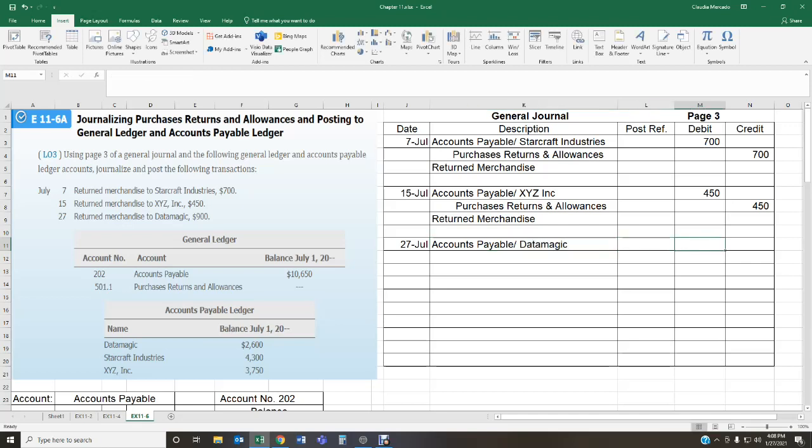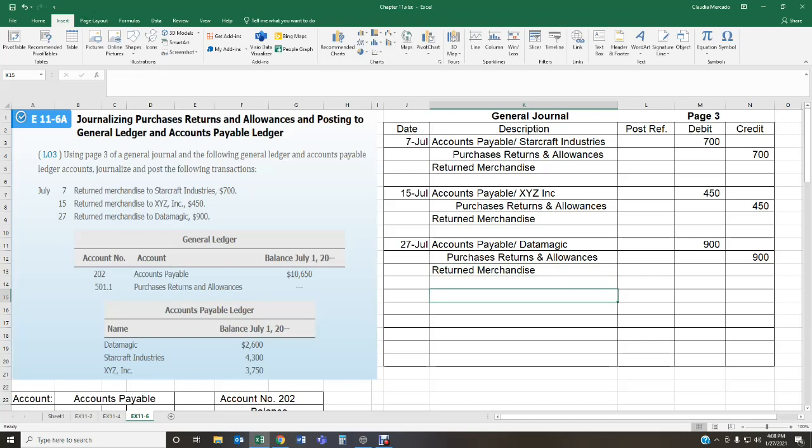And the return was for $900, okay? And then we're going to credit purchases, returns, and allowances for the $900. And we returned merchandise, okay? So those are the 3 journal entries that we had to do.